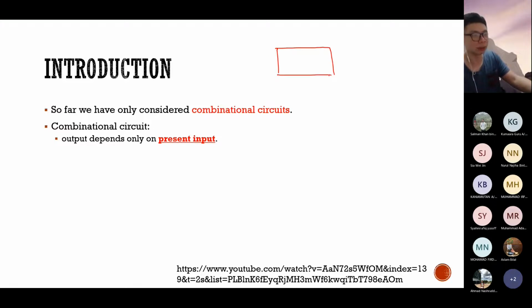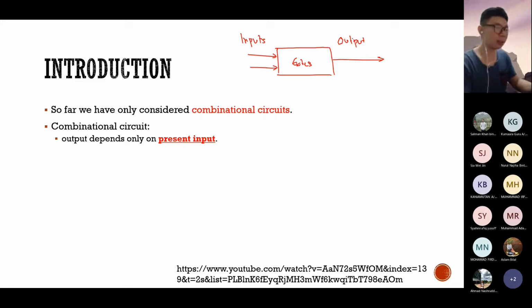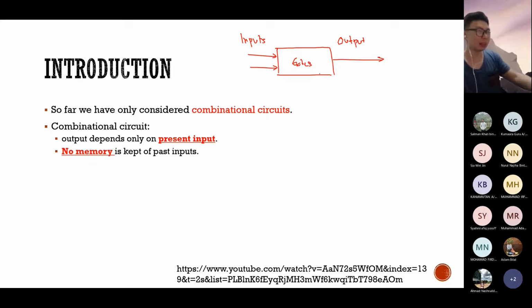It's a circuit with some kind of logic gates inside here. You have some kind of inputs to the gates, and the outcome from this is the output. The output at the current time only relies on the input at the current time. This might be confusing to you, but don't worry, just stay with me. In a sense, it has no memory.